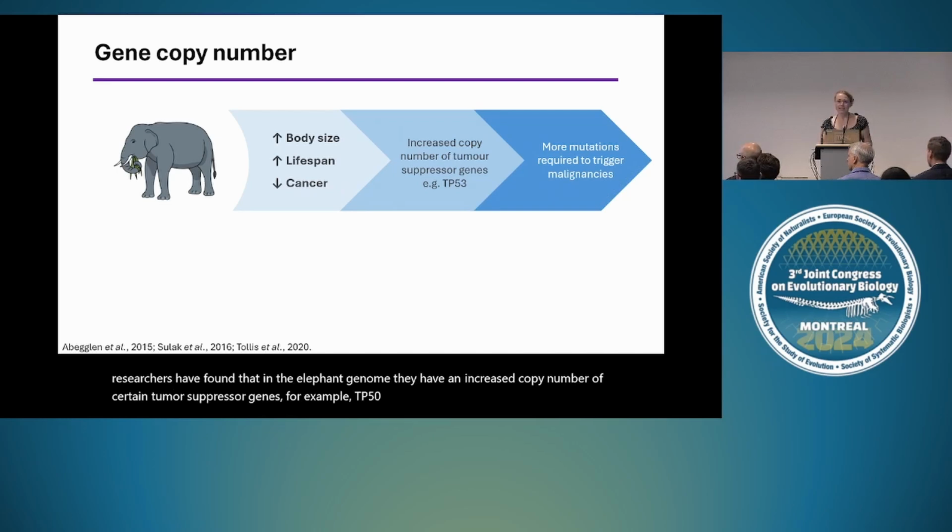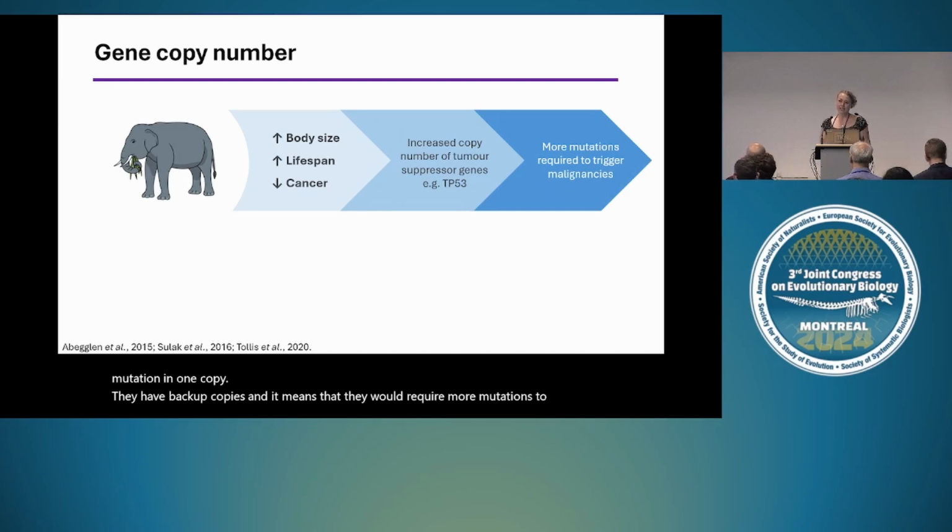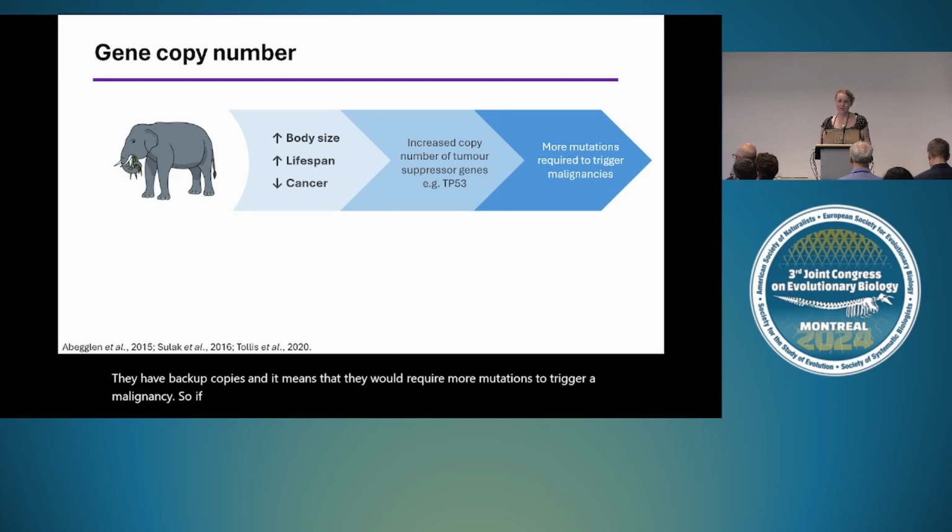And what this means is that they have this redundancy in copies. So if they acquire a mutation in one copy, they have backup copies, and it means that they would require more mutations to trigger a malignancy. So if one copy of TP53 is knocked out by a mutation, then they have more copies, and each of those copies would need to acquire a mutation too in order to trigger the malignancy.